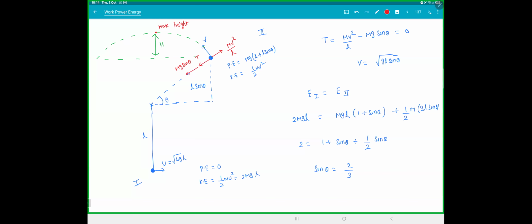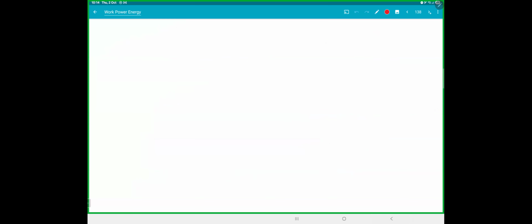Let's see. Right, Ishman. So this thing flies off here. This is your speed V. V is root over GL sin theta. Sin theta is 2/3. So your velocity is root over 2GL/3.